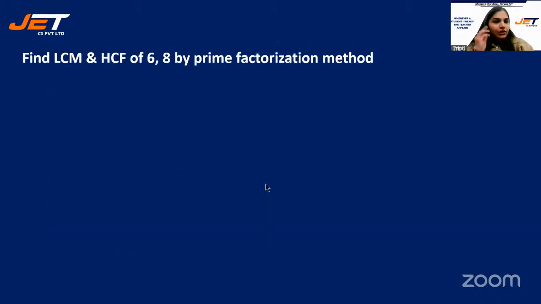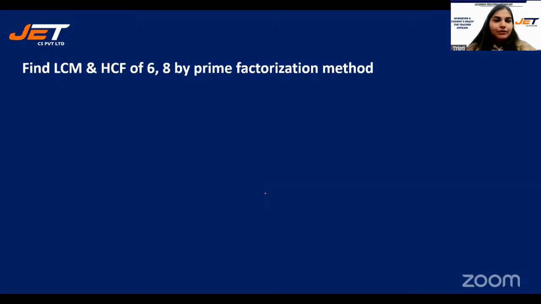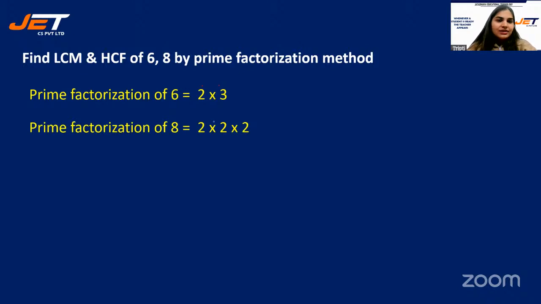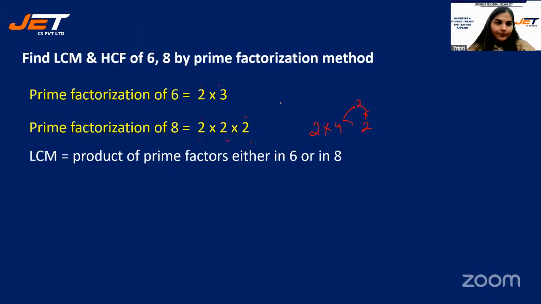Now let's do another kind of question. Here you need to find the LCM and HCF of 6 and 8 by prime factorization method. How do we do it? Let me tell you. First, we will find the prime factorization of 6. Means you write that number with respect to the prime numbers. So I have written 6 as 2 times 3. Prime factorization of 8 is 2 times 2 times 2. I did not write it as 2 times 4. I know it is 2 times 4, but 4 is not a prime number. So I've written 4 as 2 times 2 only. So prime factorization of 8 is 2 times 2 times 2.